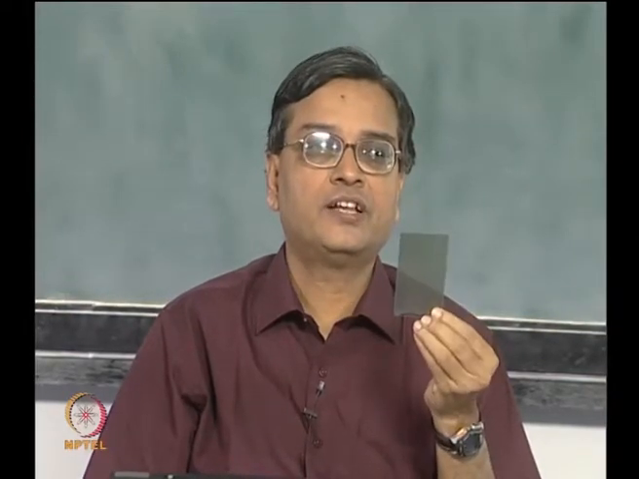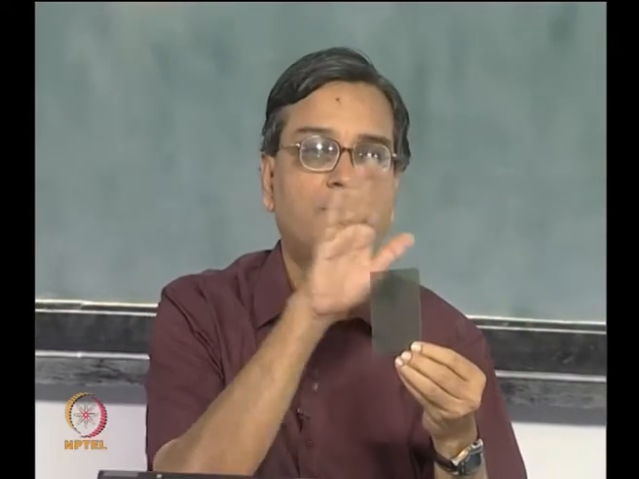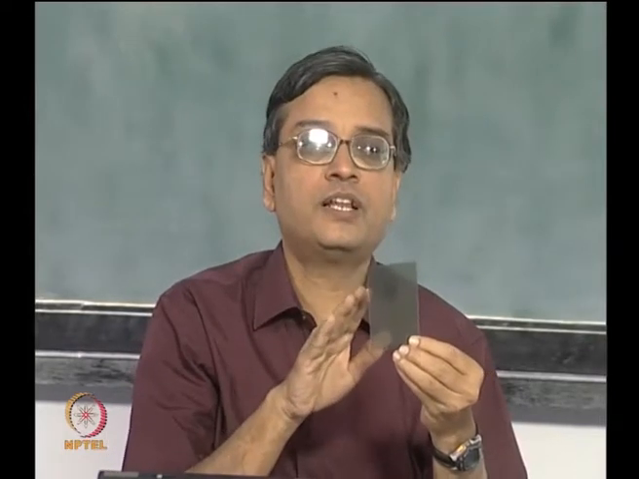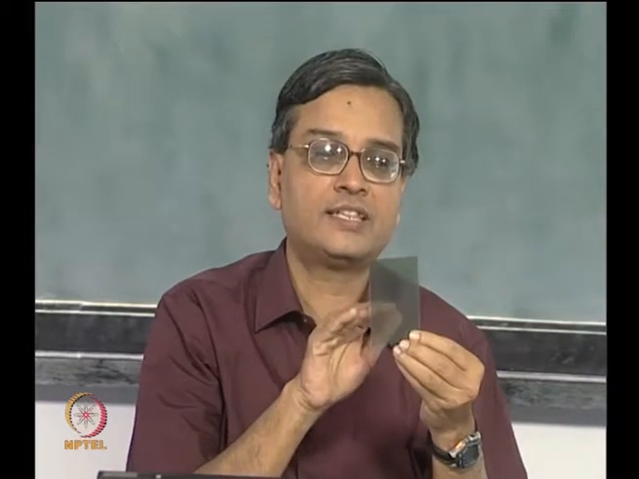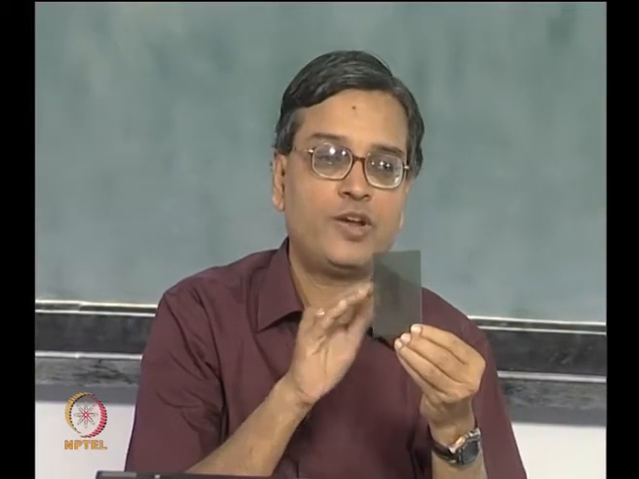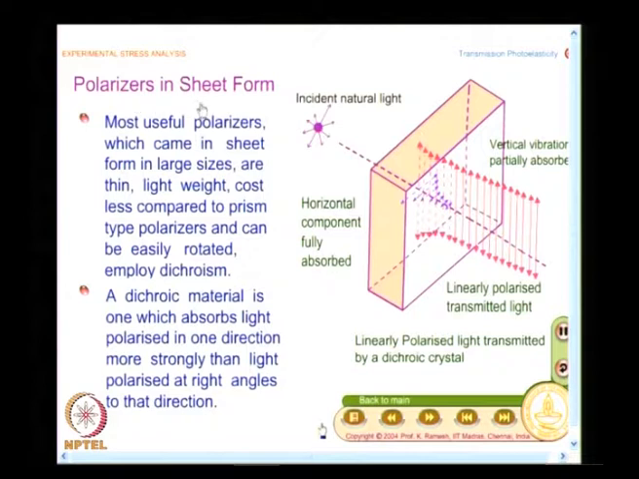You have a sheet polarizer which is very convenient for you to rotate, and it is also easy to have a larger field. It acts like a filter, because I said when you have natural light, this acts like a filter and you get only plane polarized light that comes after this. And for you to understand this, you should know some aspects of crystal optics, only then you will be able to appreciate even the physics behind a sheet polarizer. And that is what we have looked at in the last class, polarizers in sheet form.